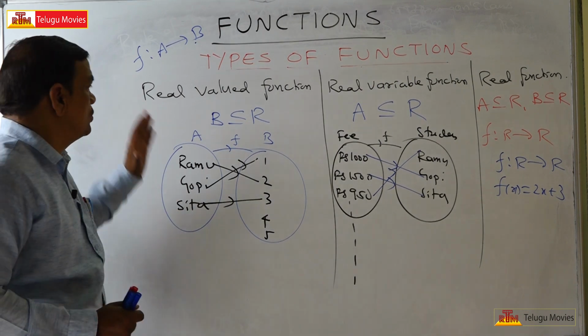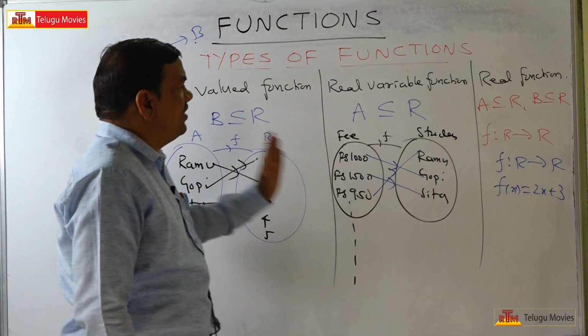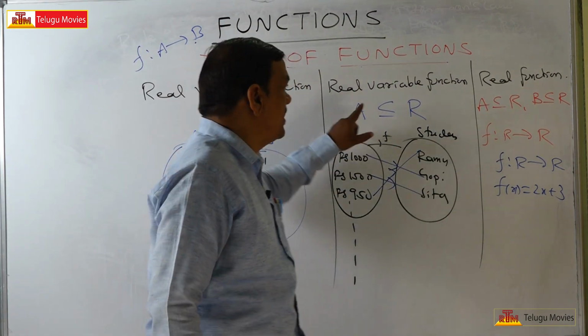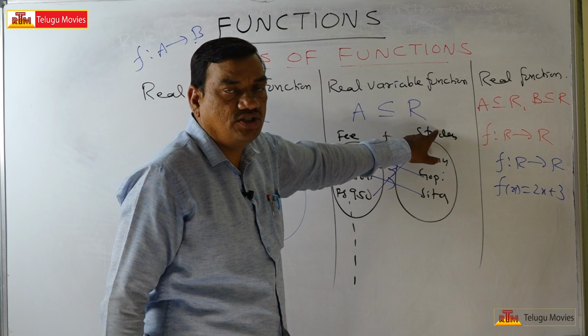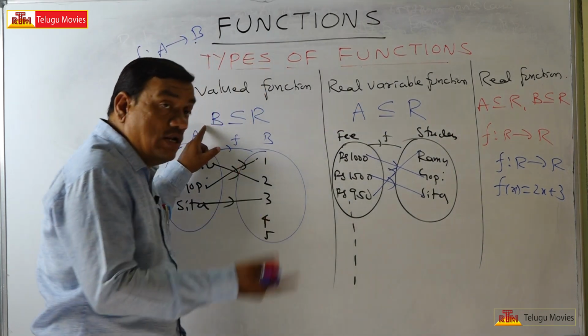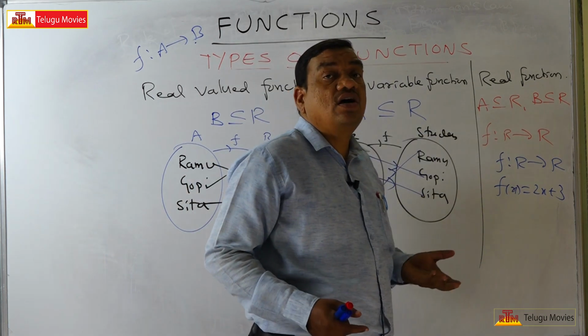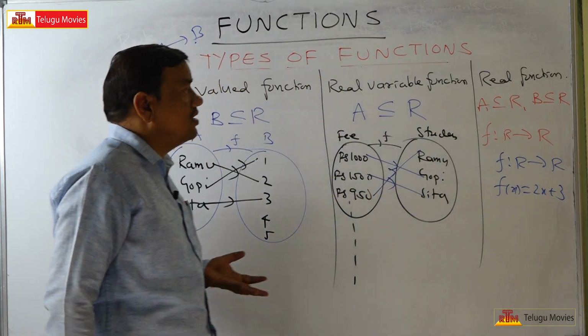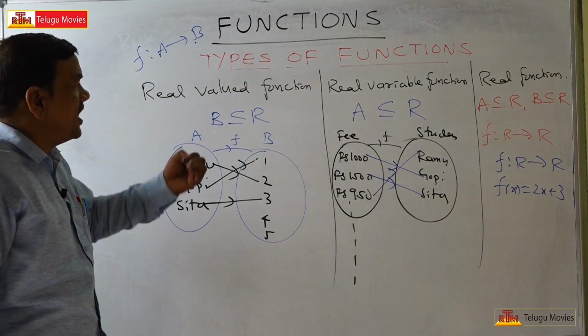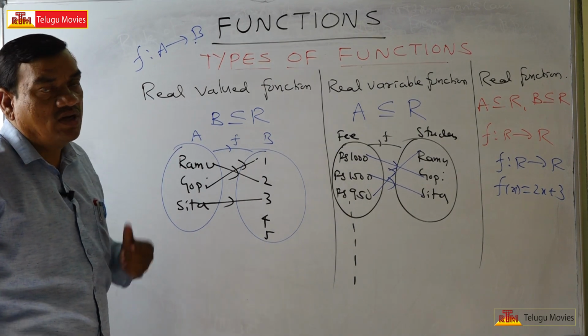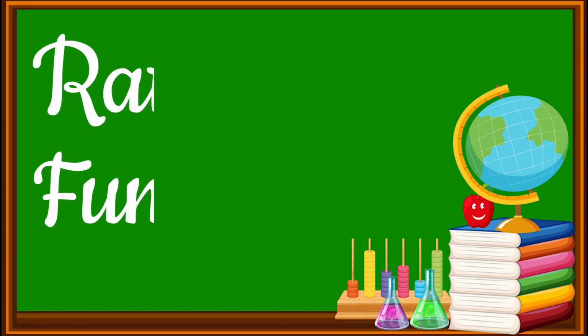Okay, now, right. While learning these three functions, let us learn clearly. Real variable means A is a subset of or equal to R. Real valued means B is a subset of or equal to R. If both are subsets of or equal to R, then they are called a real function. Okay, now, right. I hope that you understand this concept. Let us go for the next type.